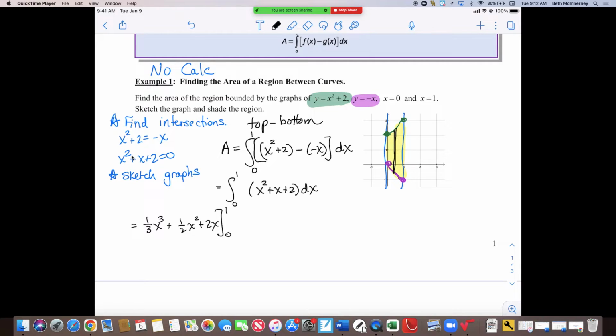So your integral should be 1/3 x cubed plus 1/2 x squared plus 2x, and I'm evaluating that from 0 to 1. If this were free response, you can leave it like that. You really can. The math teacher in me can't handle that, so I've got to keep going. So I got 17.6. I can't leave it like that, but you may.